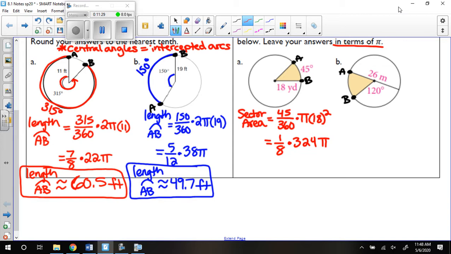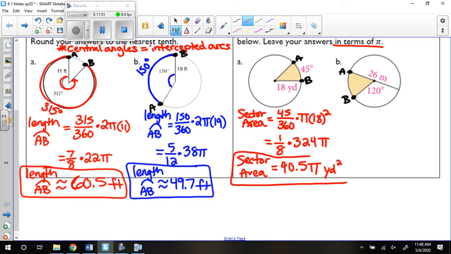So I can write my answer, sector area equals 40.5 pi, and my units are yards, so yards squared. The reason why it's squared is this is area. So there's our area for the first circle.